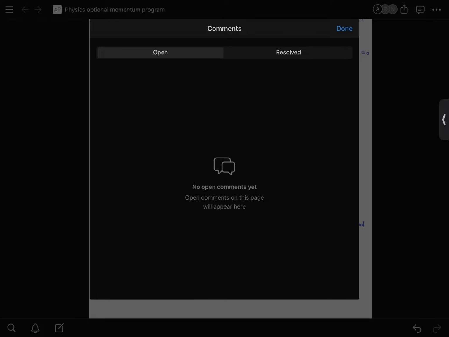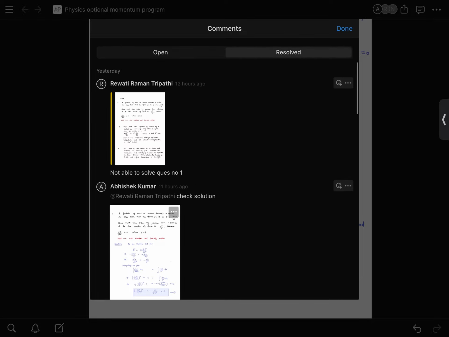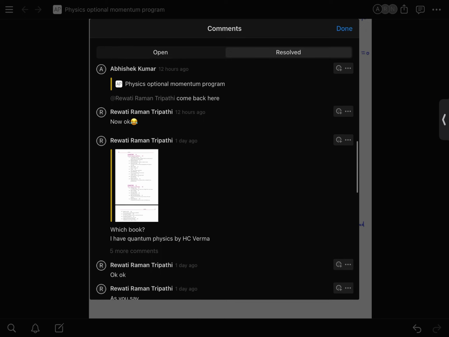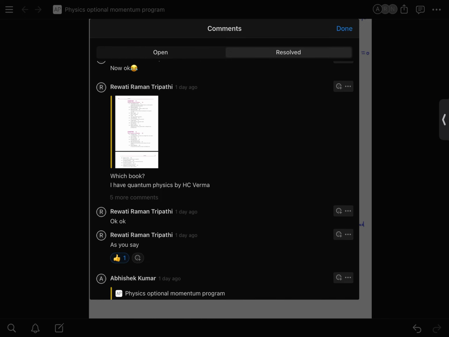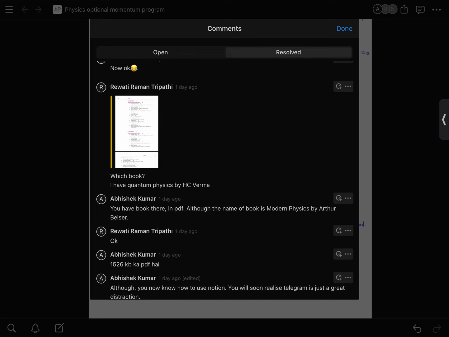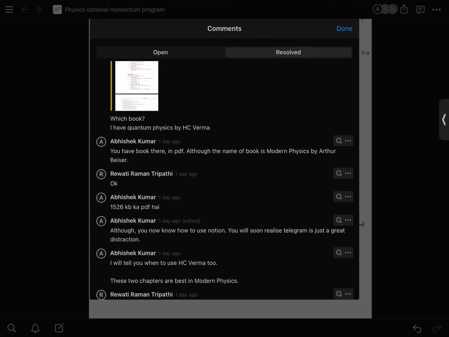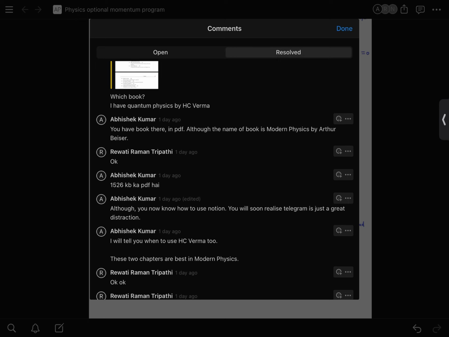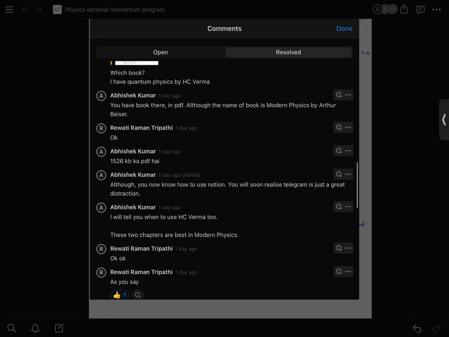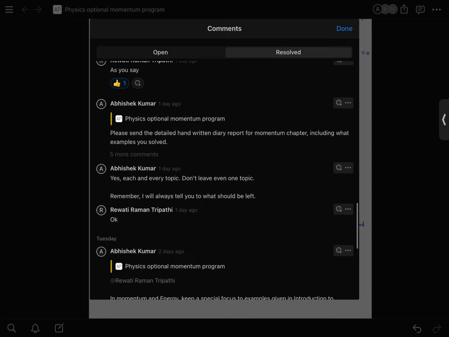Before this, let us look at the resolved section. In the resolved section, look, the open comment has been transferred here. You can see the person is really asking many of his doubts, like which book he has, Quantum Physics by H.C. Verma. I replied, look, you have a book there in PDF, although the name of the book is Modern Physics by Arthur Beiser. He replied okay. I replied with more information, and I also said I will tell you when to use H.C. Verma. These two chapters are best in Modern Physics only. So he is following things and doing it really fast.